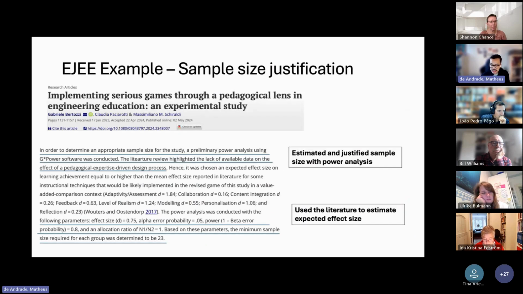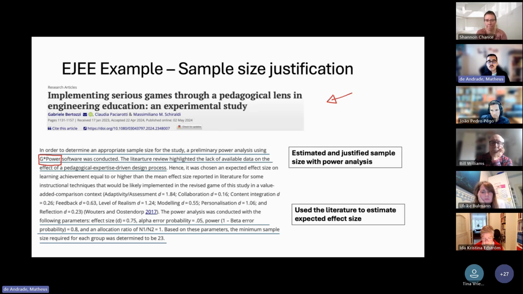Keeping up with the tradition of pointing out practical examples in the EJEE where this type of advice has been implemented, I have this study here, Implementing Serious Games Through a Pedagogical Lens in Engineering Education, an experimental study. And the important thing is that the authors justify their sample size really well. So they use the software G-Power, which I hope is in a link in the chat right now.